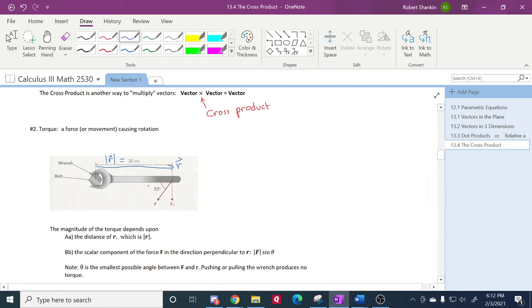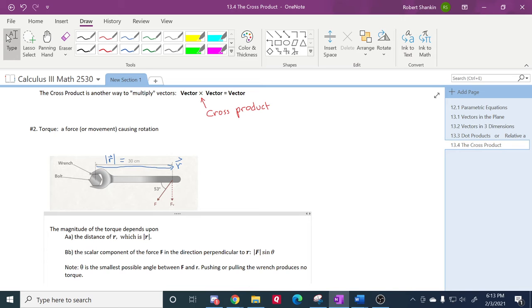And of course, if you use a giant wrench, you can get a lot more turning pressure. You use a tiny wrench, and oh my gosh, you have to push so hard that you probably can't get a bolt that's stuck loose at all. So it depends upon the distance r. It also depends upon the scalar component of the force F, but not the force F in the direction that it's given, but in the direction that's perpendicular to r.